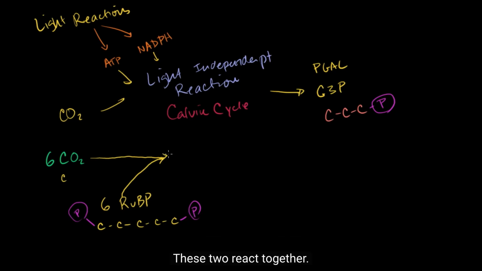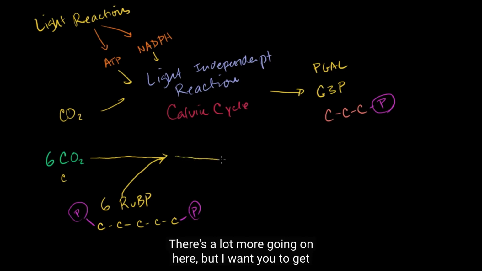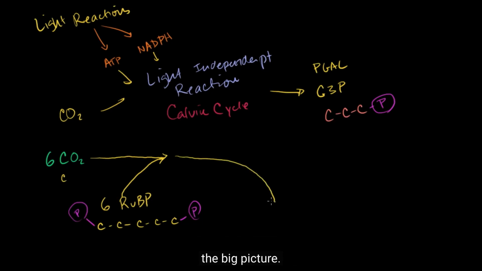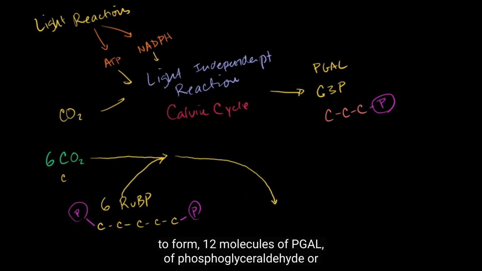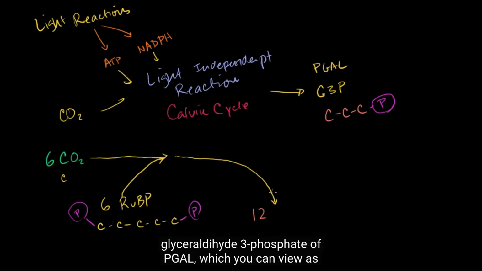These two react together, and this is a simplification. There's a lot more going on here, but I want you to get the big picture. To form 12 molecules of PGAL, of phosphoglyceraldehyde, or glyceraldehyde 3-phosphate, which you could view as it has 3 carbons, and then it has a phosphate group.